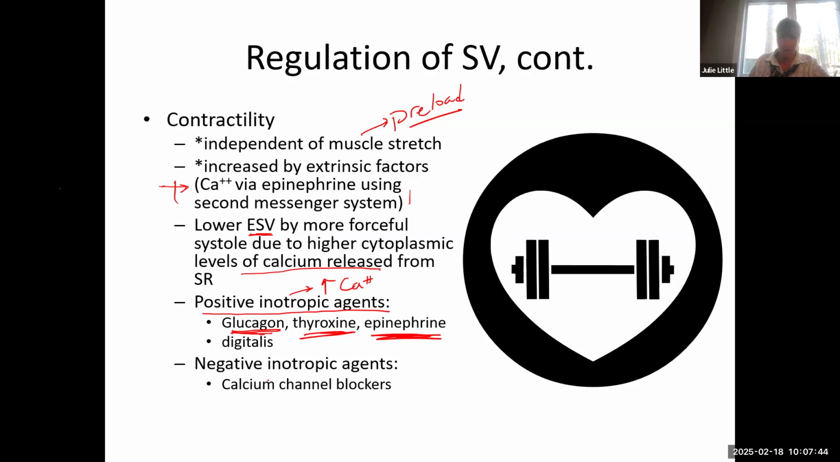A negative inotropic agent reduces the amount of calcium available to those cardiac myocytes. That means you're going to reduce contraction. There are certain ions that count as negative inotropic agents, but we're just going to focus on calcium channel blockers. Some people are put on calcium channel blockers because, as the name suggests, they block calcium channels. And so it reduces the amount of calcium available to the muscle cells, so it will reduce contractility.